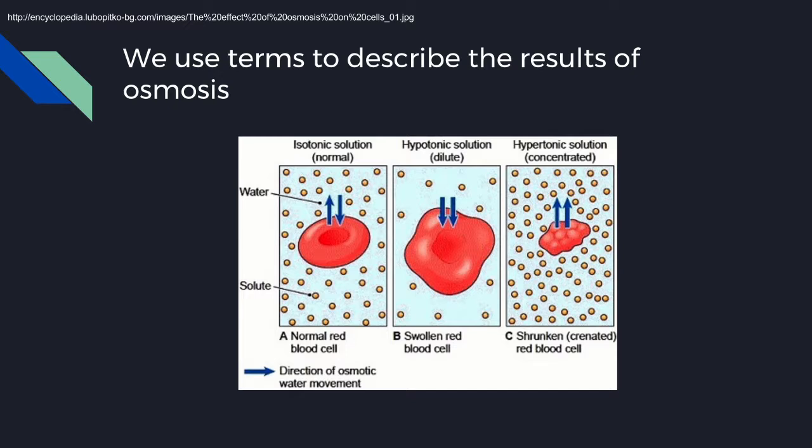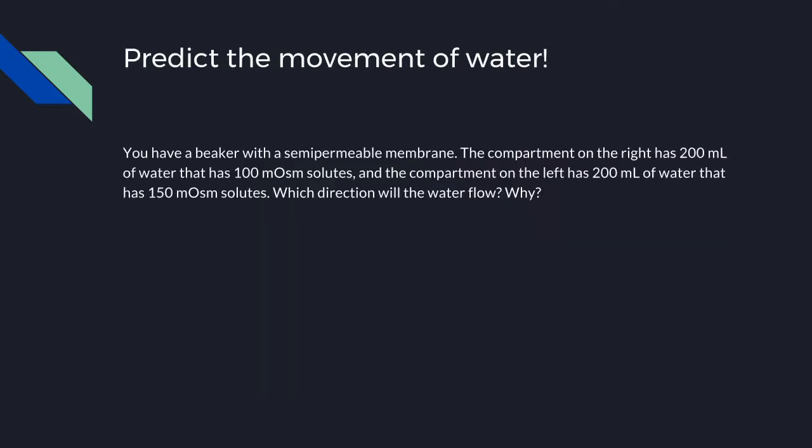So we have three options. We either have it so our cells stay the same, our cells swell up, or they shrivel up. The one that's best for life is the first option, the isotonic one. And that's because nothing adverse is going to happen inside of your cells.